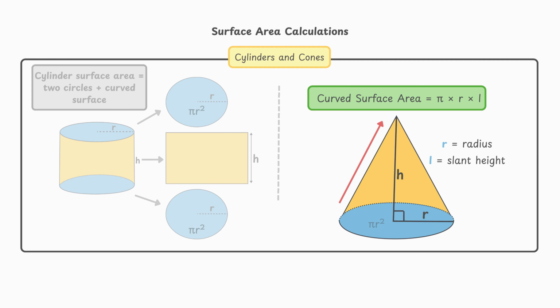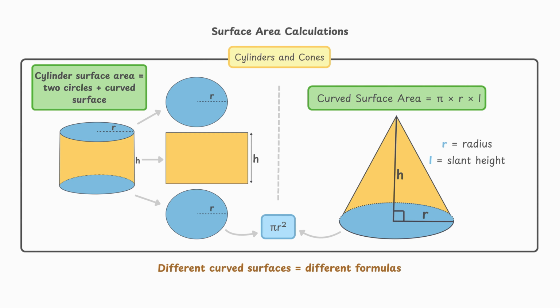So the key idea is this. Cylinders and cones both have circular bases, so we use pi r squared for the circular part. But their curved surfaces are different, so we must use the correct formula for each shape. For cylinders, think of the curved surface as wrapping around like a rectangle. For cones, think of the curved surface as the sloping outside that meets at the point.